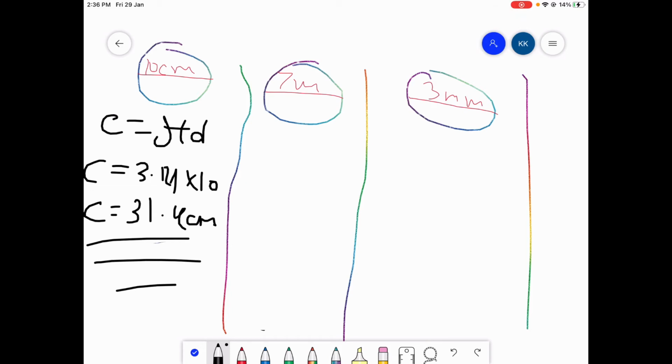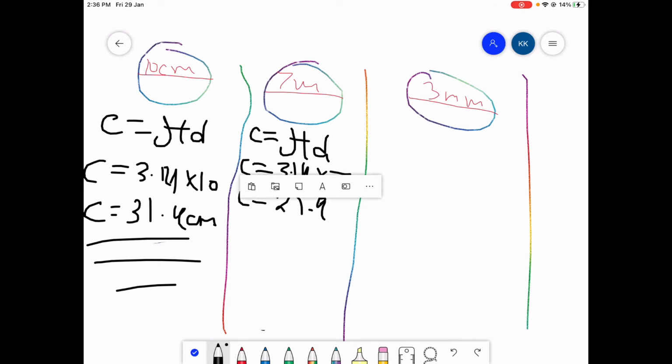Now let's find the 7. C equals pi d, and C equals 3.14 times 7, which is equal to 21.98 centimeter. We finished because we have 3.